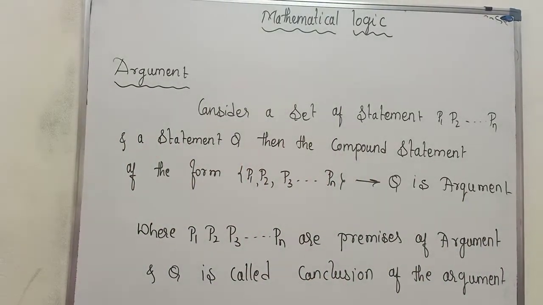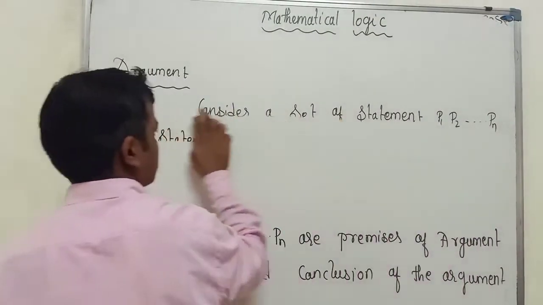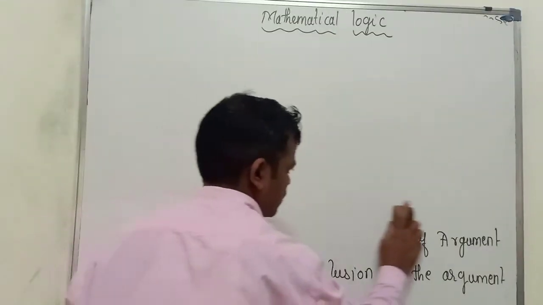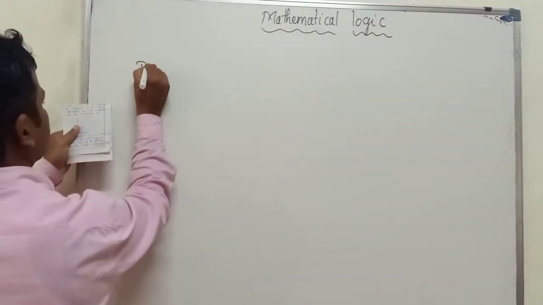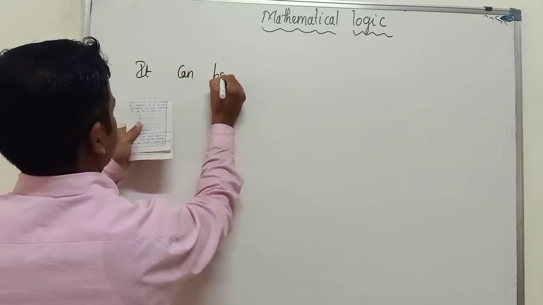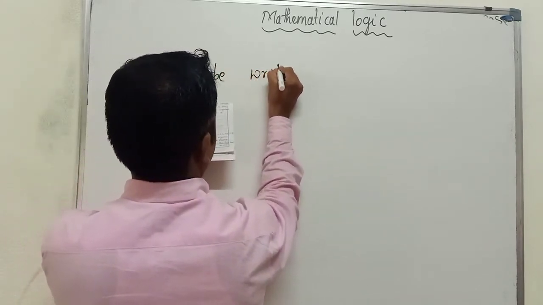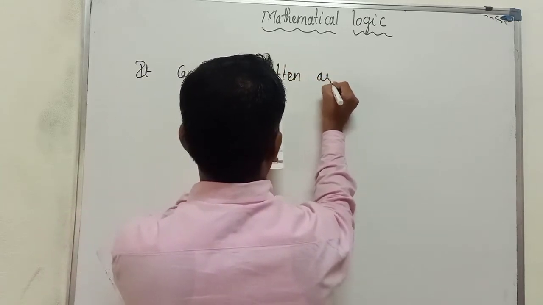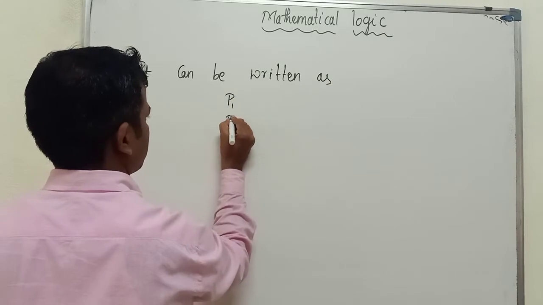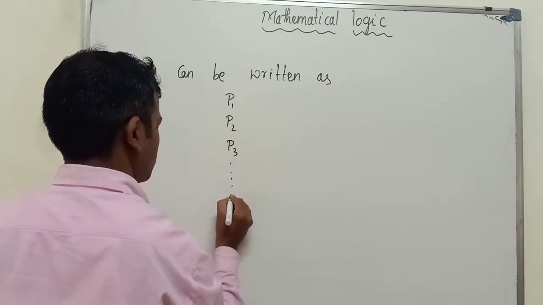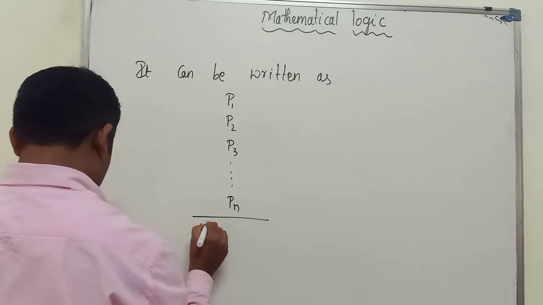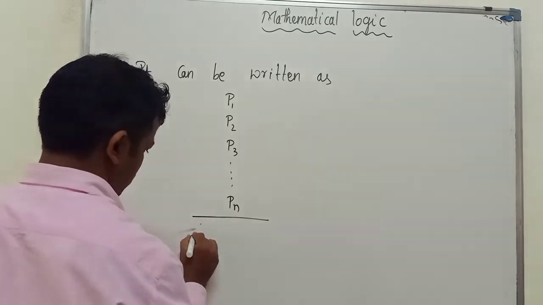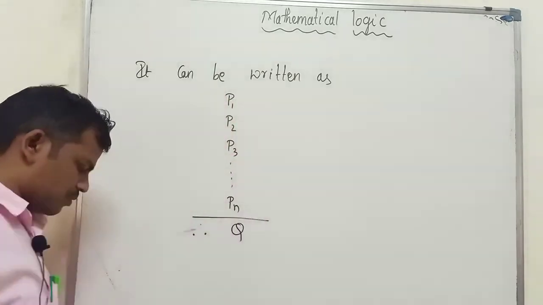It can also be written like this. We can write it as the variables P1, P2, P3, and so on Pn, then its conclusion, therefore we write this Q. So we can write this.